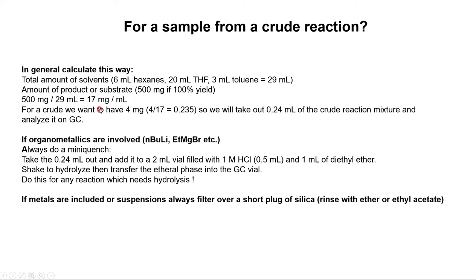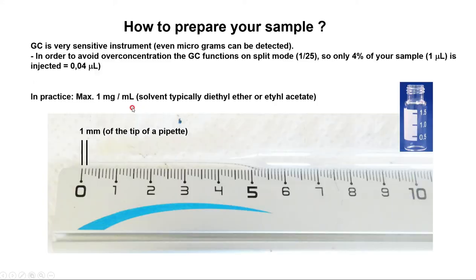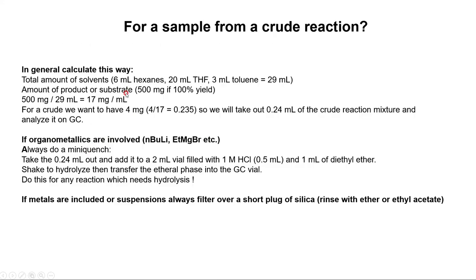And for the crude reaction, we want to have 4 milligrams. So why not 1 milligram, as for a pure compound? Because it's a crude reaction, so if you have 50% conversion, you would have 2 milligrams and 2 milligrams. But typically we have side reactions, so it's usually a little bit less than 2 milligrams. So if you inject 4 milligrams and it would be the pure compound, okay, it would be over-concentrated, but it's not dramatic. But typically it's a good idea to stay around 4 milligrams.